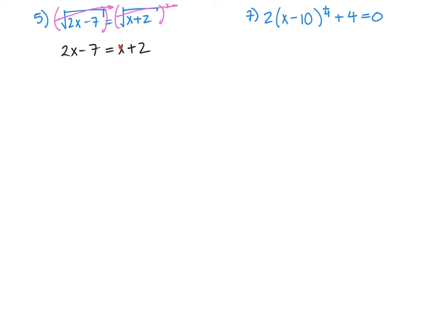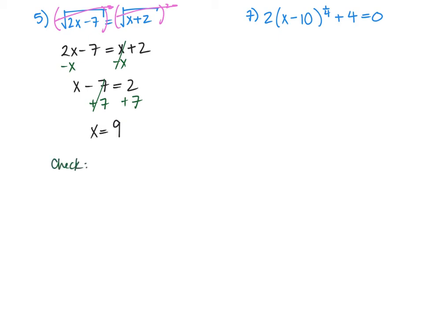So maybe I'll move this x over to the other side. So I'll subtract x. So that cancels. So that would just be 2x minus x, which is x, minus 7, 2. I'm going to add 7 to both sides to isolate this x, or to solve for x. So x is equal to 2 plus 7, which is 9. And so in this case here, x could be 9, but remember, we do need to check.